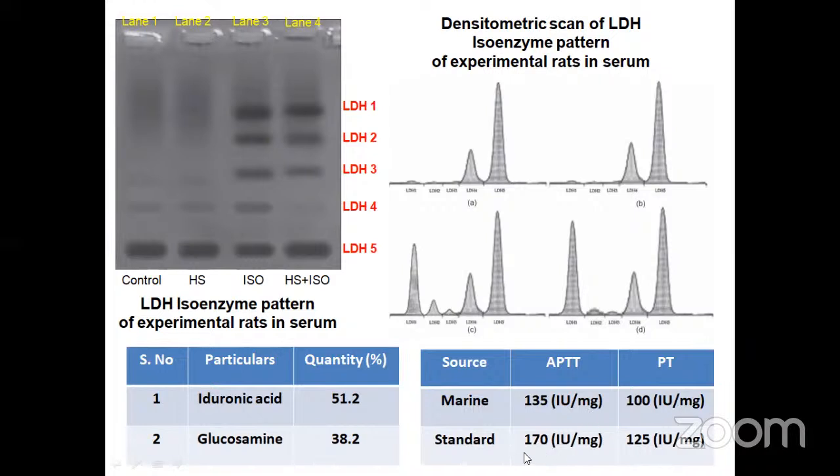This was compared with this standard, which is readily available in the market. The values account for 170 in the case of APTT, whereas in the PT it accounts for 125. So from this, the heparan sulfate extracted from the marine mollusk is also a suitable alternative substance for anticoagulant use.